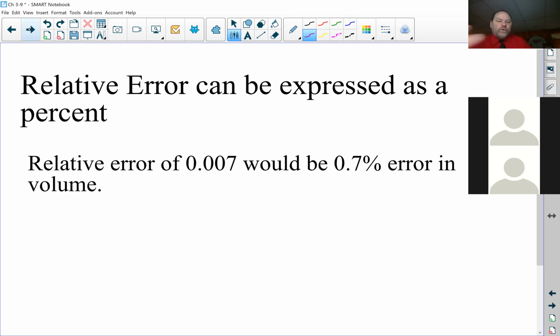And then we could express that as a percentage rather than as just a decimal. And so our error is about 0.7% of the total volume that we calculated, the maximum error. So all in all, not a bad measurement. You know, relative error less than 1%, that's not bad.